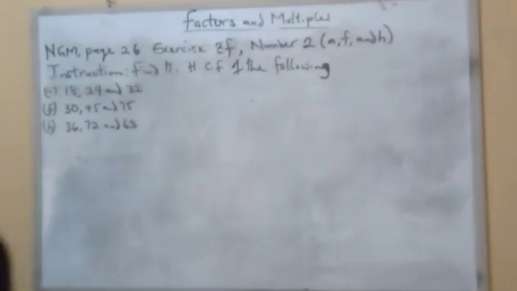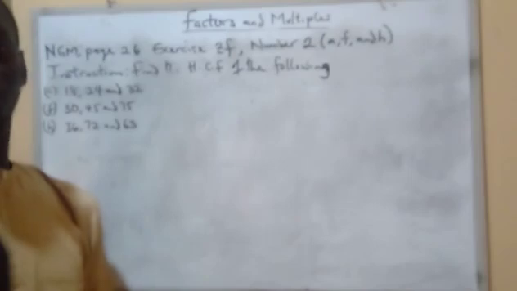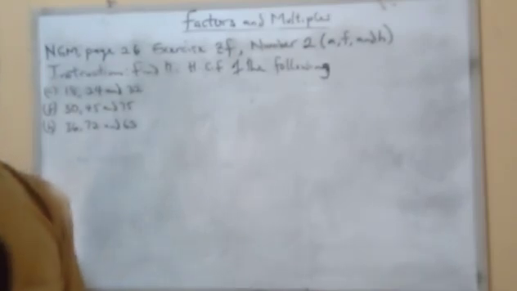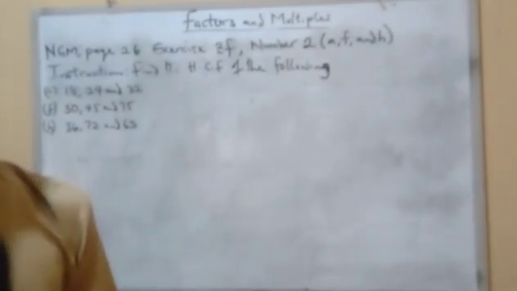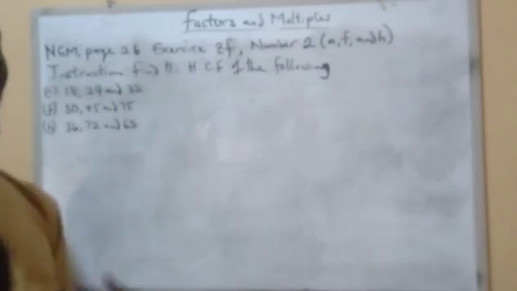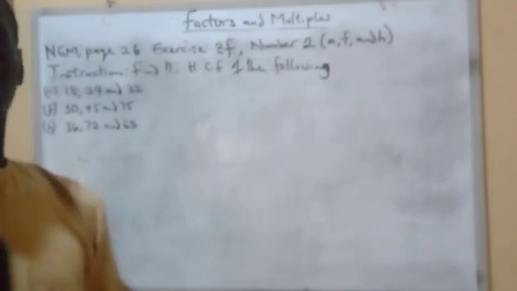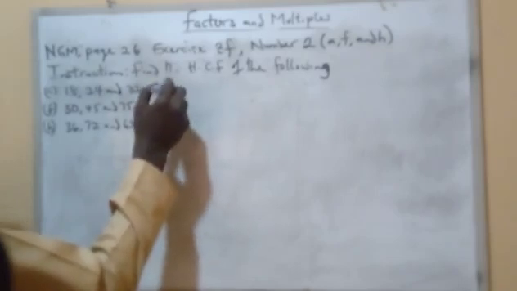The instruction there is that we should find the HCF of the following. So don't forget, we started from finding the factors, finding the prime factors, then finding the common factors. Now we are finding the highest common factors. So we are moving in a sequential manner. How do we find the HCF of the following numbers? The first of them is 18, 24, and 32.